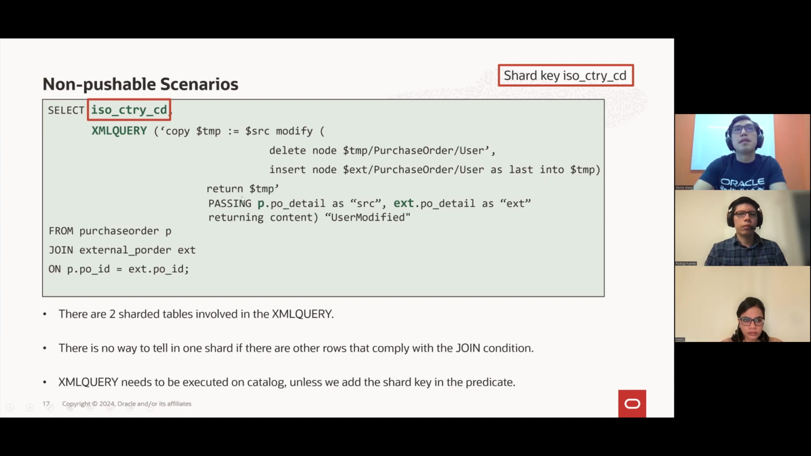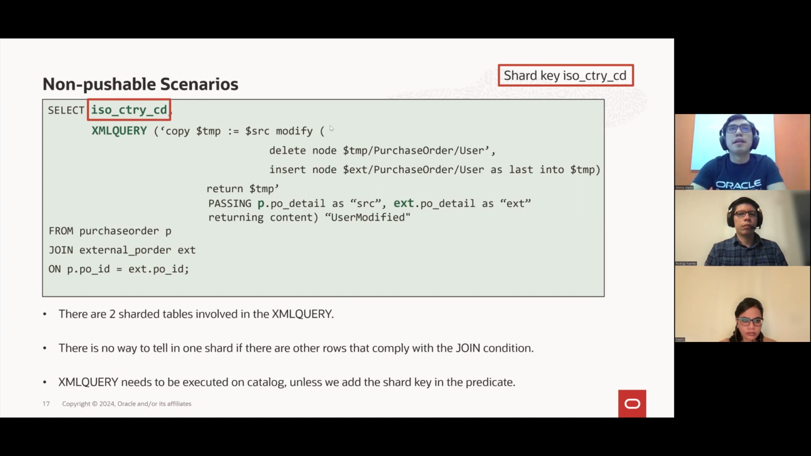And if we see the passing columns, we are passing the purchase order detail from the table P as source, which is this one, and then it's going to be the temp. And we are also passing the purchase order from the external as X, which is this one. And basically what we have here is a join. So there's a purchase order, which is the P, and the external purchase order, which is the ext. And we are joining on some ID, the purchase order ID.